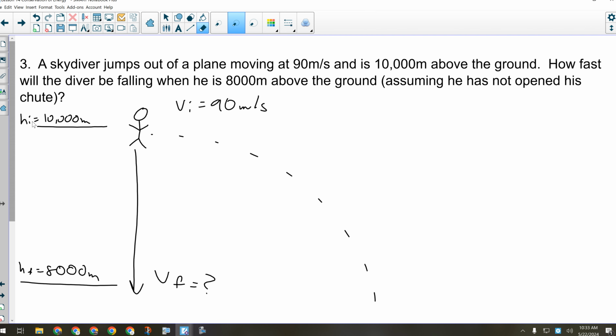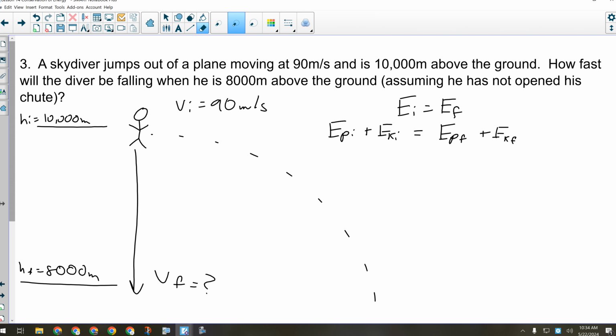Okay. As I mentioned, we already said their parachute's not open, so we're going to assume that only gravity is causing them to fall. There's no other forces, no friction or anything like that. So I can safely say then that the mechanical energy when they first jump out of the plane is the same as the mechanical energy 2,000 meters lower. Putting in my formulas here for mechanical energy: potential energy initial plus kinetic energy initial equals potential energy final plus kinetic energy final.